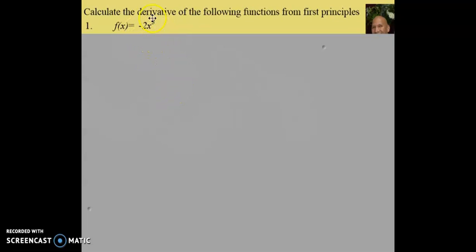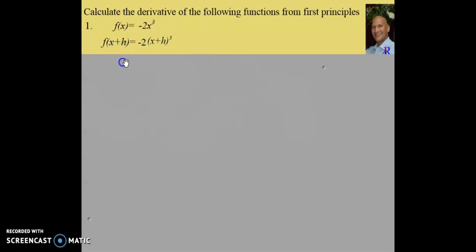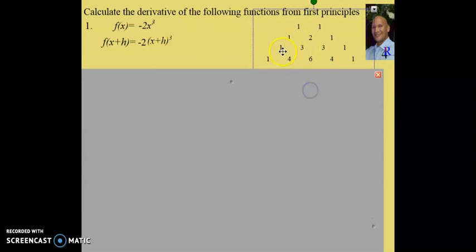When we have a function and we must use first principles, the first thing we must do is find f of x plus h. So we substitute in the place of x, x plus h. Now this is to the power of 3. A person that has a good command of the Pascal triangle will know that anything to the power of 3 will now render 1, 3, 3, 1.